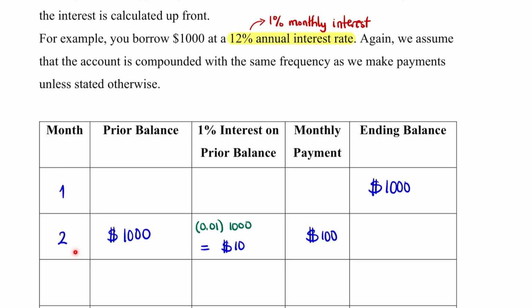In the beginning of the second month, I owe them $1,000. And the interest that I have to pay based on that $1,000 is $10. So I owe them $1,010. But then at the end of the month, I make a payment of $100. So 1,010 subtract 100, my ending balance is 910. So at the end of the second month, I owe them $910.